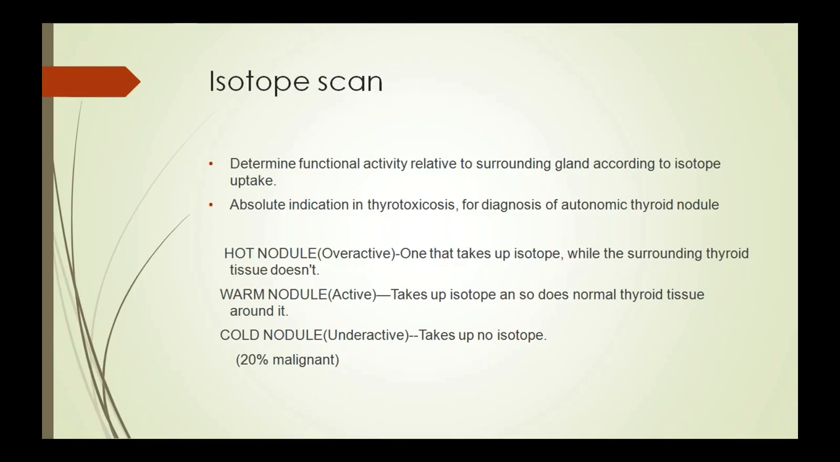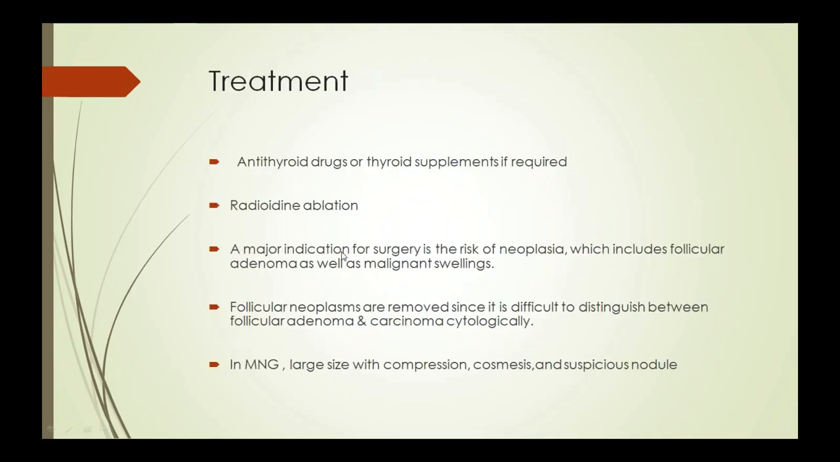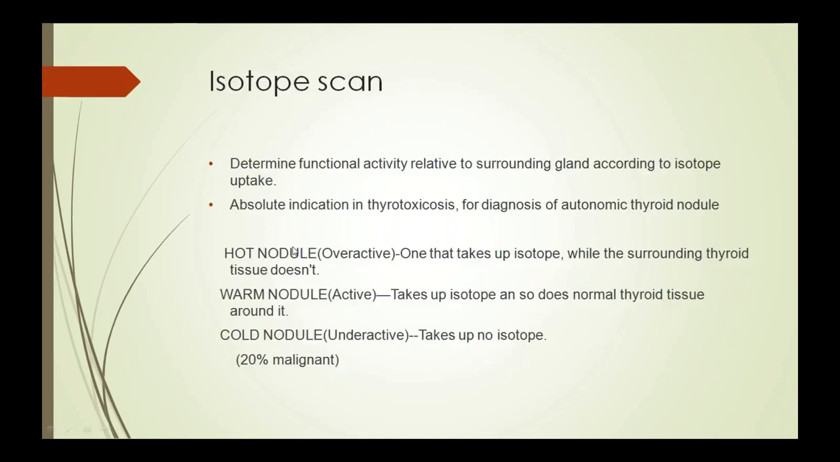Actually all these three are important, but cold nodule is more important because the incidence of malignancy in cold nodule is 20%. There is malignancy incidence in warm as well as hot nodules, but it is more in case of cold nodules. So that is how the investigation goes.